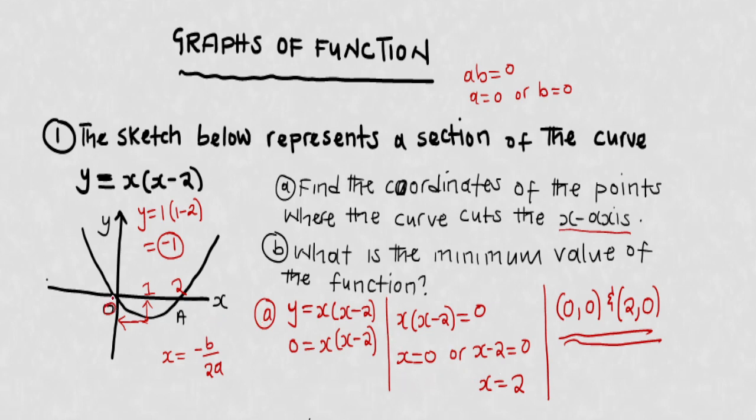Automatically the 0 is there where it's turning from, then the other one is a 2. So what is between 0 and 2 will be the x coordinate of the turning point. Then you just replace in there to find it for y. So that's the minimum value of y, which is negative 1. Hope that is clear. We proceed.